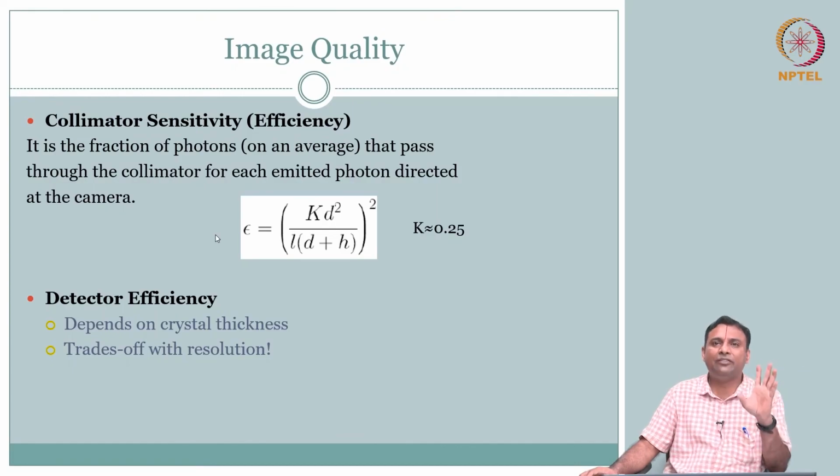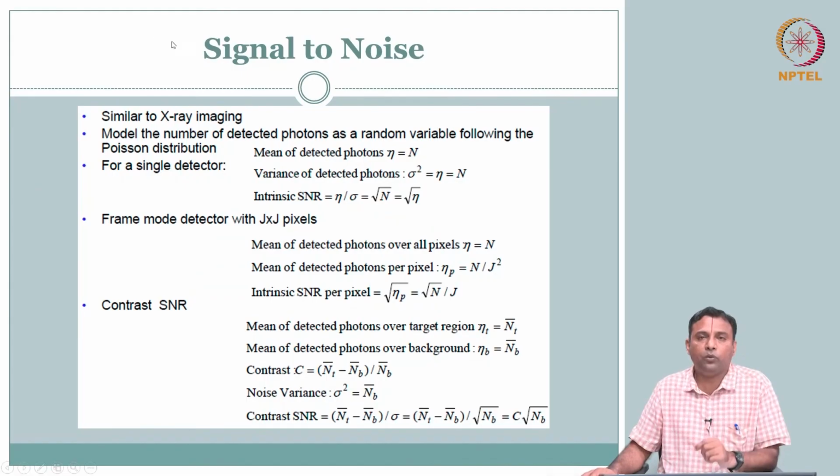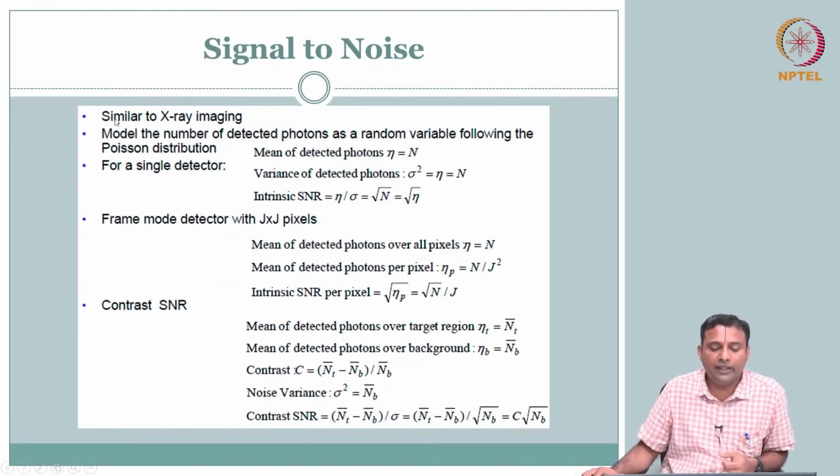Only the energy is different, otherwise it is the same thing that we did for projection radiography as well. So much is fine, but there are subtle differences. So, I will just show that. It is very similar to your X-ray imaging. Because of the Poisson distribution that we saw, intrinsic SNR is square root of n.